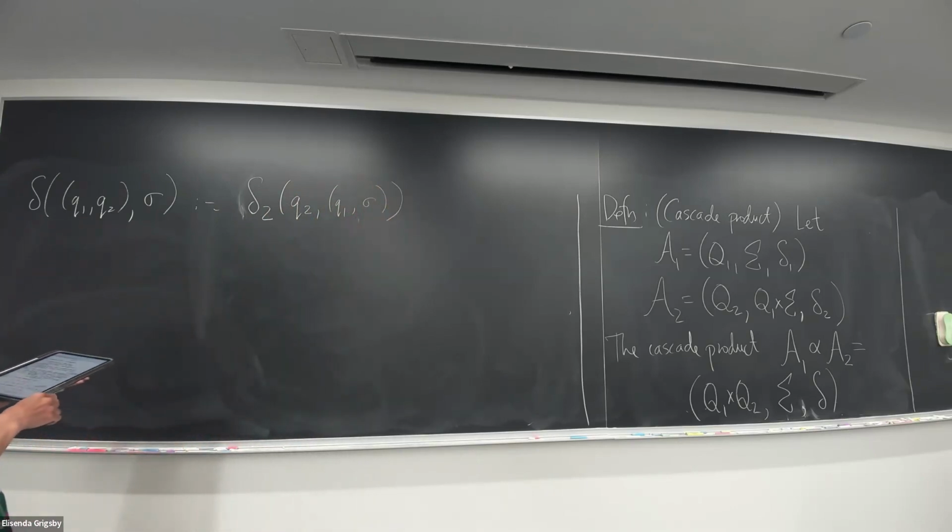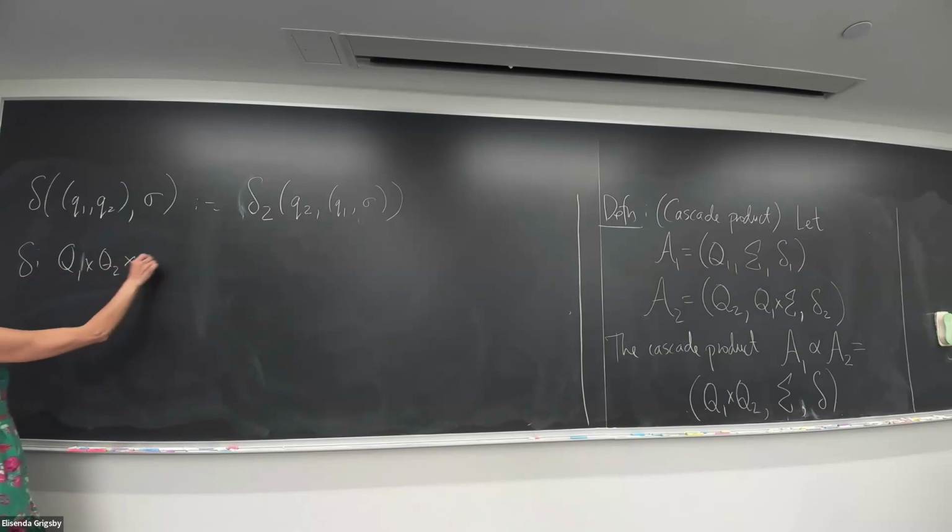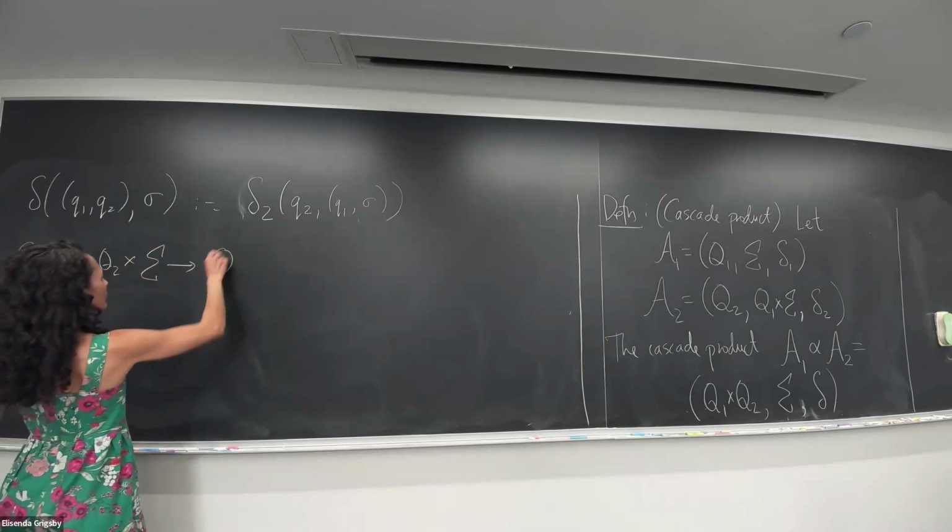And it will spit out something in Q2. So that should be what the second component is. So yeah, I mean, delta is a map from Q1 plus Q2 to Sigma cross Q1 cross Q2.